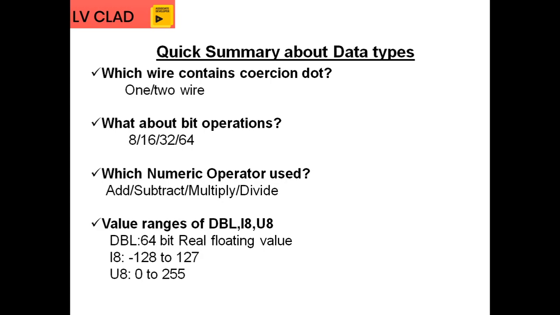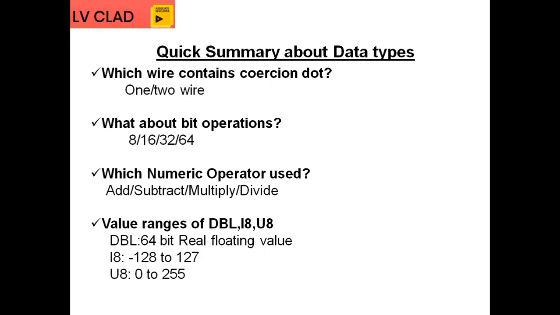And finally, what is the value range? From the CLAD point of view, keep in mind at least these values: dbl, i8 and u8. So dbl is always 64 bit, i8 is minus 128 to 127, and u8 is 0 to 255. Just keep these four points in mind whenever you are seeing any data type based questions.